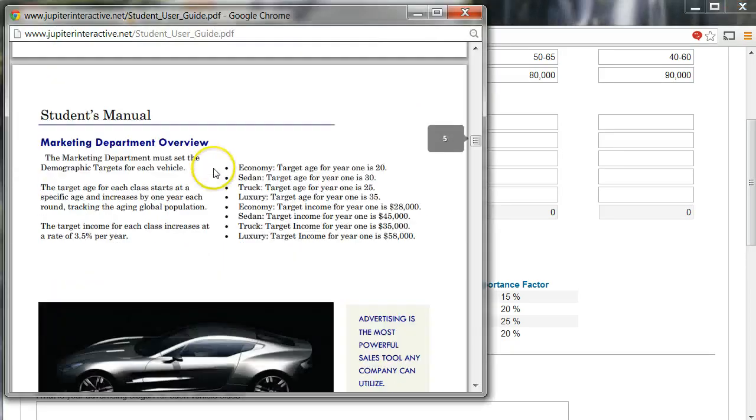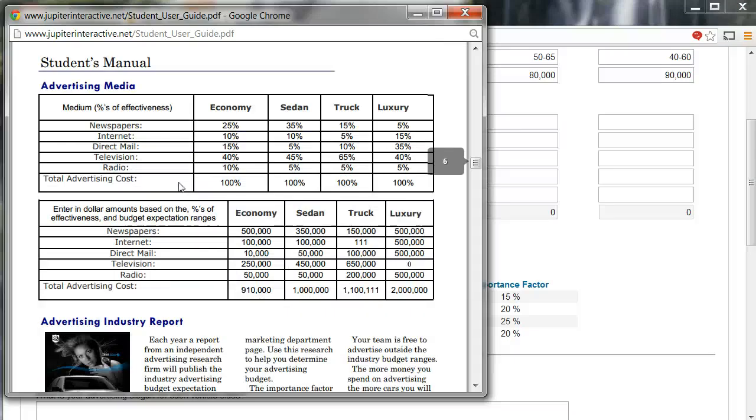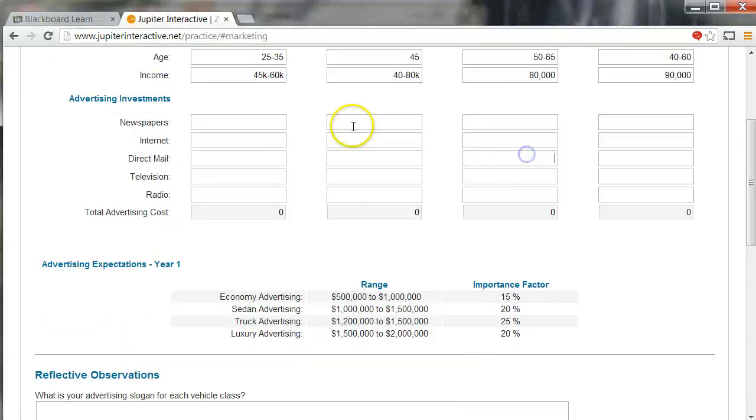Oh, good idea. In the student user guide, they give me the percentage of effectiveness for each of the media outlets. It looks like newspapers and television are the most effective for economy class vehicles. But there are other venues like internet, direct mail, and radio, and that makes up 100% of how people become aware of your car and then decide to buy it. So I don't enter percentages here, I enter money. If newspapers and television are the most important, maybe I'm going to put 200,000 in each of those categories.